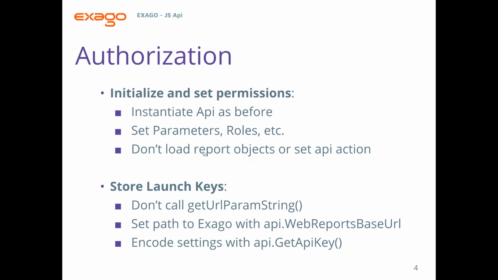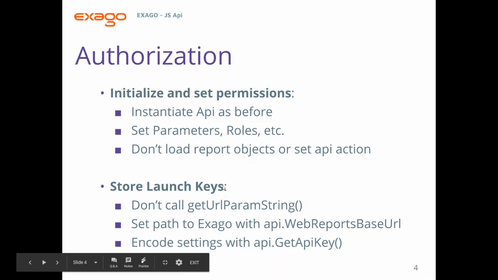But unlike previously, it's not going to load a specific report or set what we call the API action to tell Exago, when you launch, you're going to open up the scheduler, or you're going to directly execute a report. It's not going to set these, and instead, it's going to store a launch key or two keys. So it's not going to set these values, and instead of launching by calling get URL param string, it's going to use a set of property called web reports base URL, and it's going to call a method called get API key. And this API key is what's going to be used by the JavaScript to launch Exago.